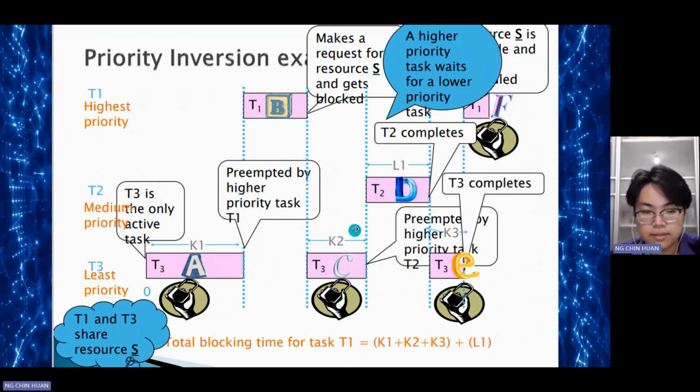After that, in this scenario, T2 preempts T3 and is ready to run. Since both of the tasks do not share the same resource, the scheduler can select T2 to run. This situation will leave T1 waiting not just for T3, but also for T2 to finish executing. Lastly, T1 can only be executed when T3 has run to completion and released the shared resource.